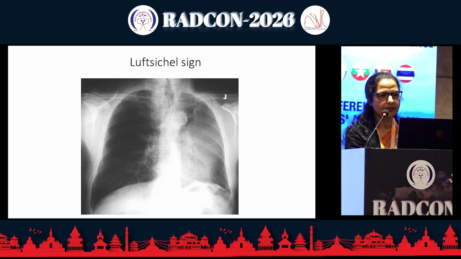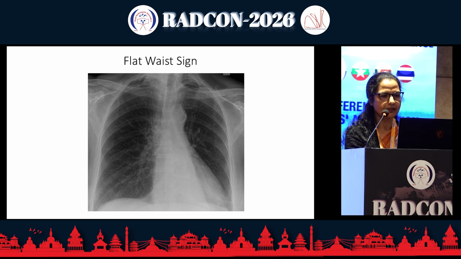Then this Luftsichel sign is when there is collapse of the left upper lobe, the lower lobe is hyperinflated and tries to cover the area occupied by the upper lobe. So veil-like opacity, given the name Luftsichel sign, hyperinflated lower lobe. In case of collapse of left lower lobe, there is a very flat density seen in the paravertebral location, given the name flat waist sign.